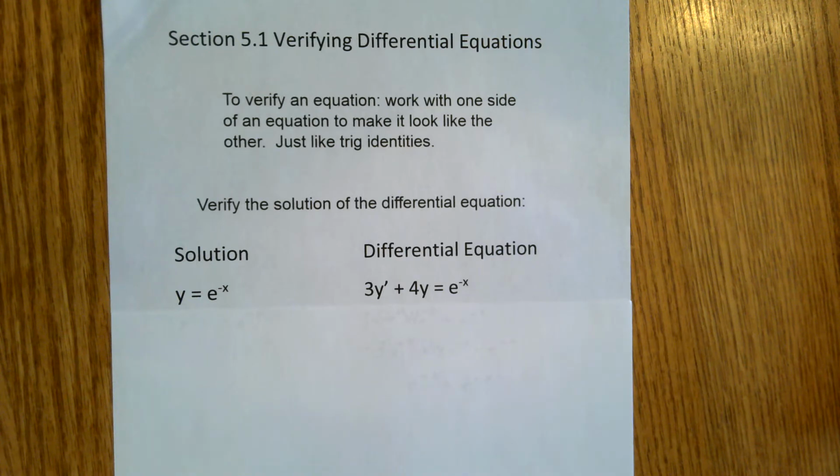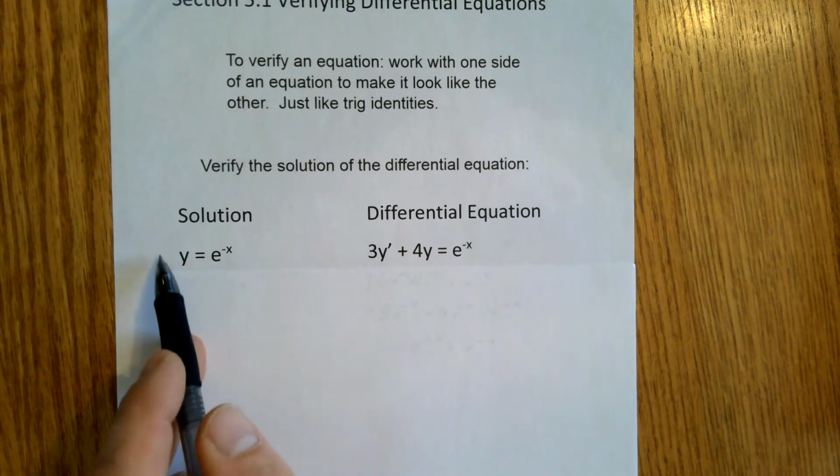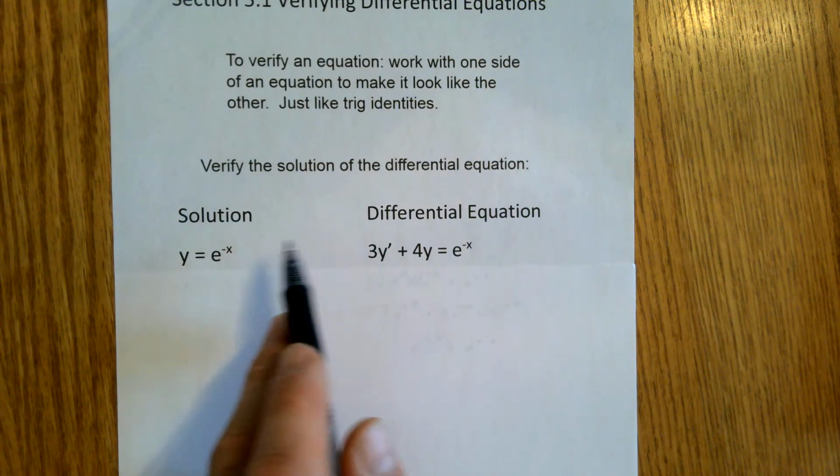Remember, we verified a trig identity where we made one side equal to the other by only working with one side of our equation. We're going to do the same thing with differential equations. So if we want to verify a differential equation, we want to work with only one side to make it look like the other. The difference that we're going to see is that they're going to give us something called a solution. So they're going to tell us something about the equation to start.